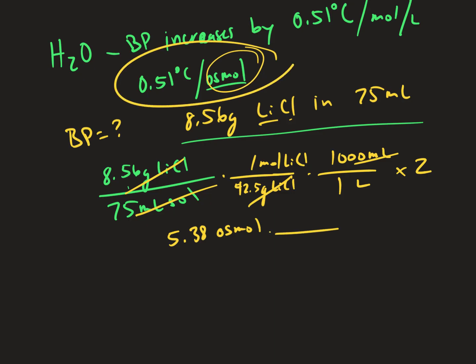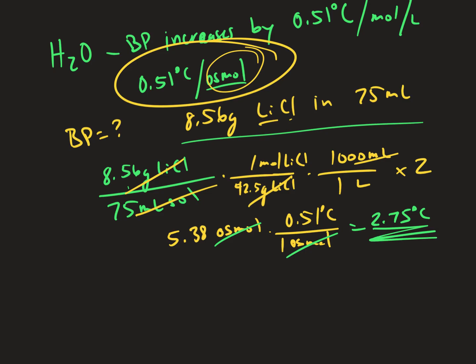And now we have this conversion factor to find out how many degrees it's elevated, right? So 1 osmol on the bottom, so it cancels, to 0.51 degrees Celsius. Osmolarity cancels, and we're left with degrees Celsius. That's great. And we get 2.75 degrees Celsius. Is this my final answer? If it wants Kelvin. But is this my final answer?